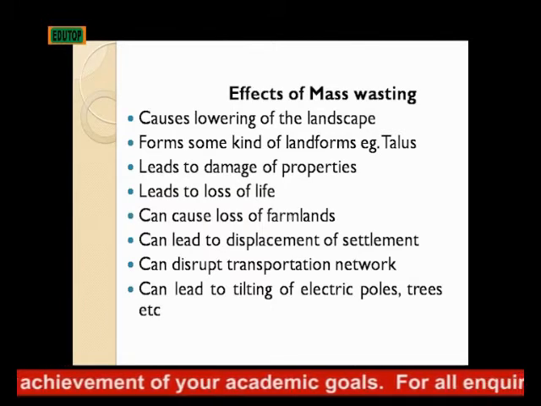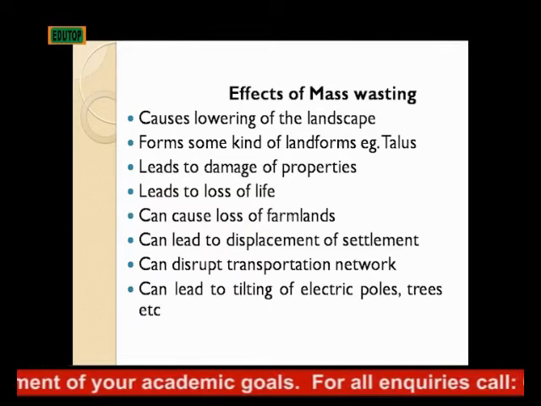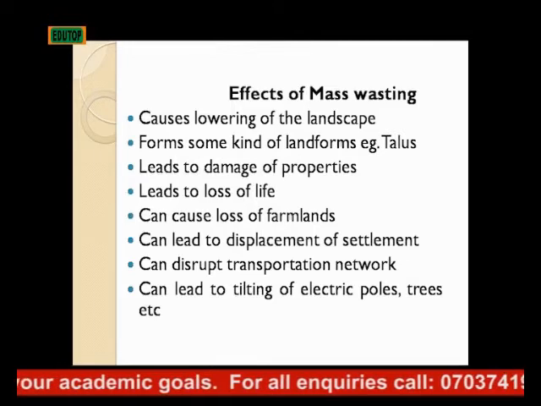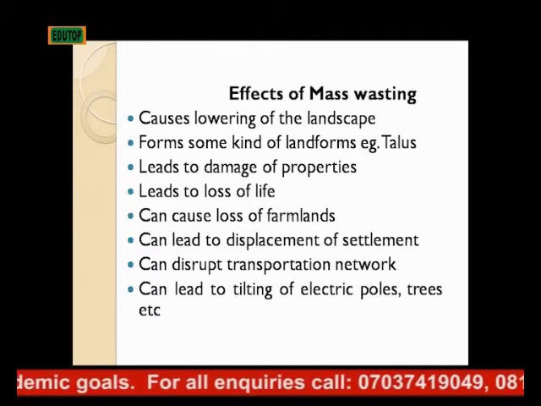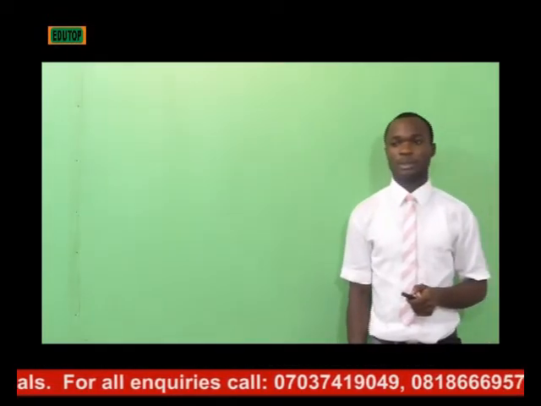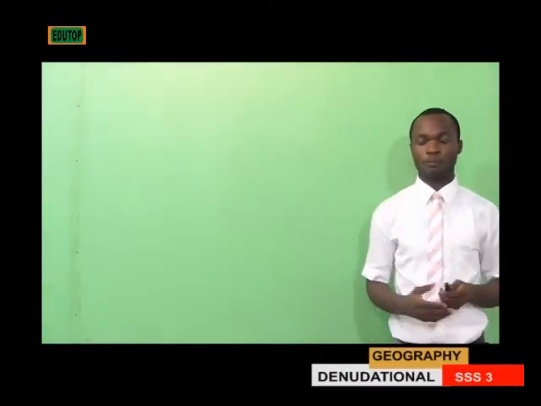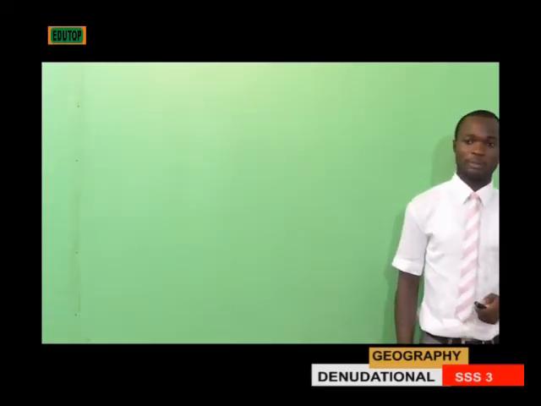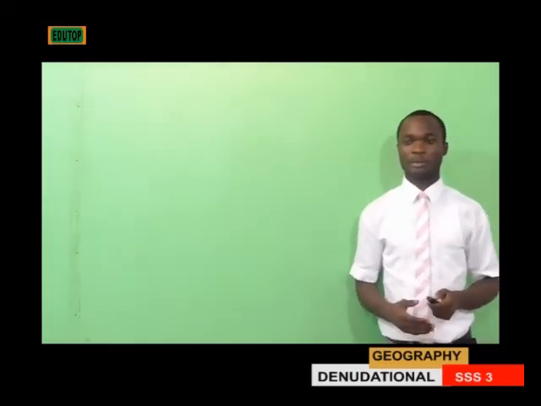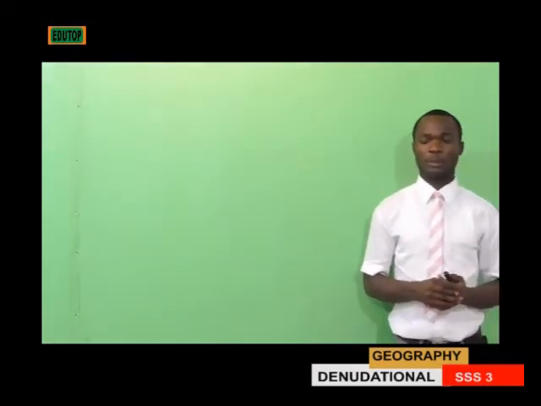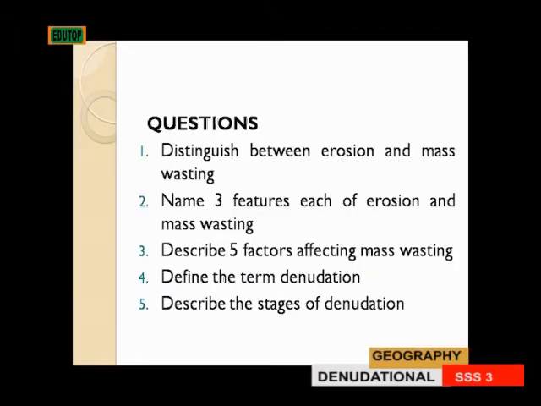Mass wasting also can lead to the tilting of electric poles and trees, as was shown in the diagram before or above. Now let's take these questions, see how we can answer them to better enhance our understanding of this concept or topic. Now question 1 says, distinguish between erosion and mass wasting.